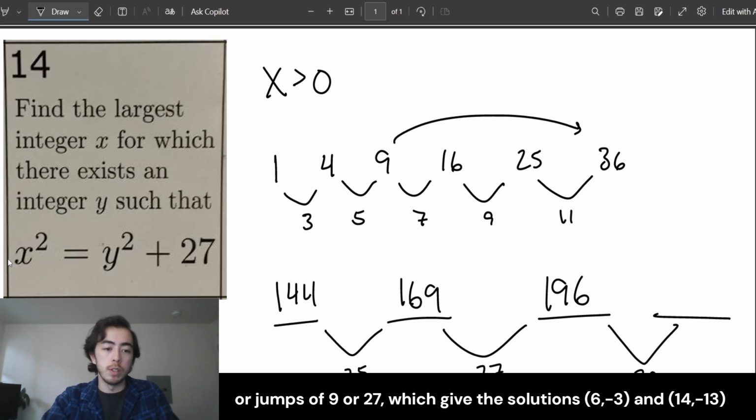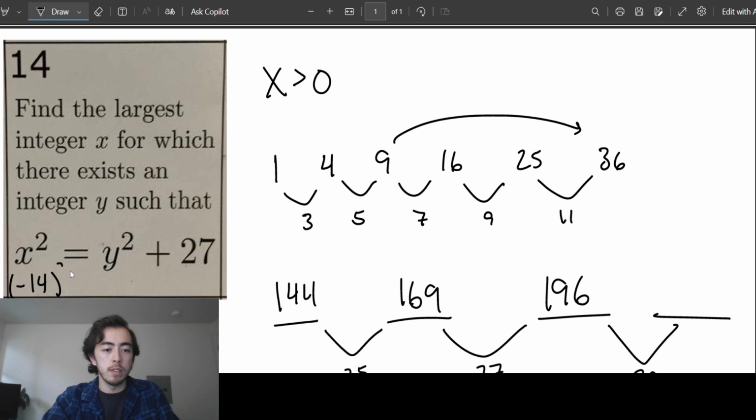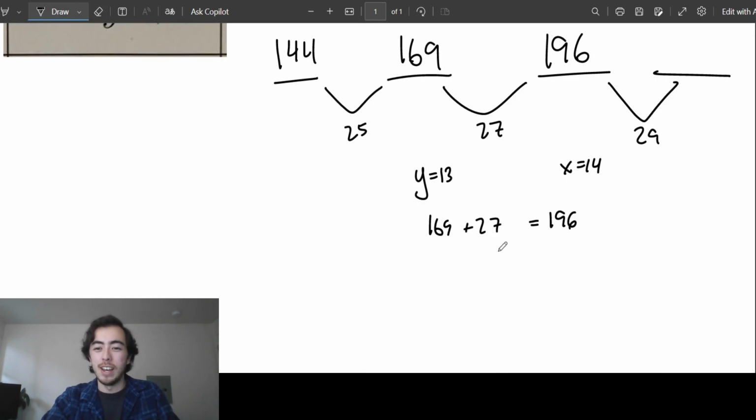Again, there's another solution with negative 14, I believe, and then negative 13. That's also going to work. But of course, negative 14 is less than 14. 6 is less than 14. And so 14 is our final answer.